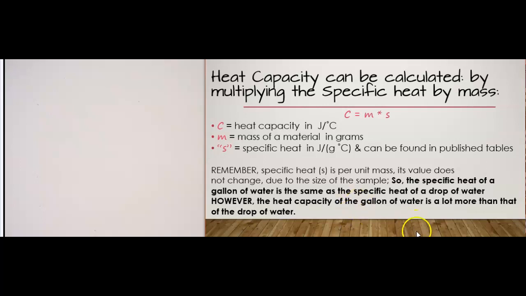Remember, specific heat itself, the s, is per unit mass, so its value does not change. Read the bold text there, because that's really important as you move forward. The specific heat of a gallon of water is the same as the specific heat of a drop of water. However, the heat capacity of the gallon of water is a lot more than the drop of water.